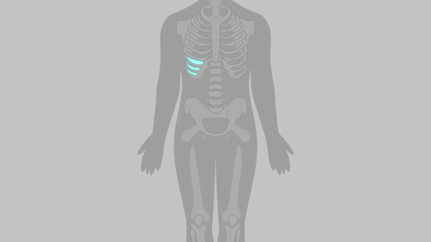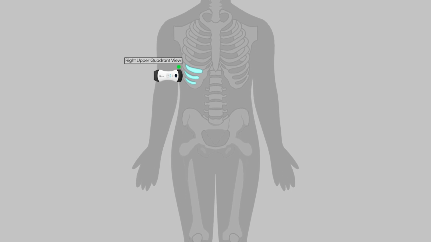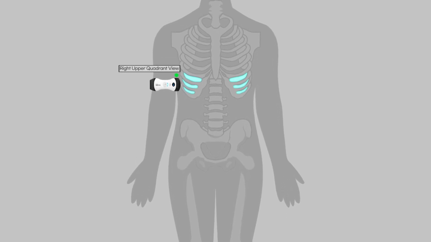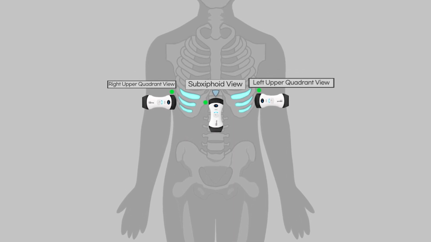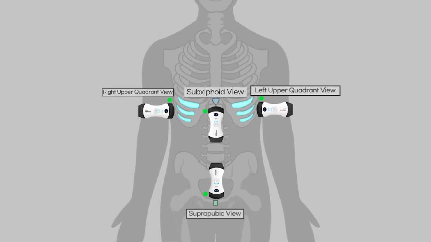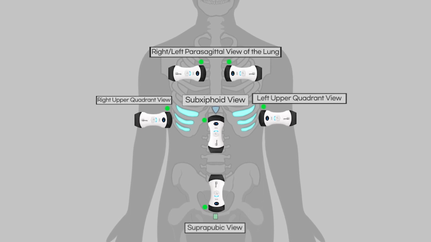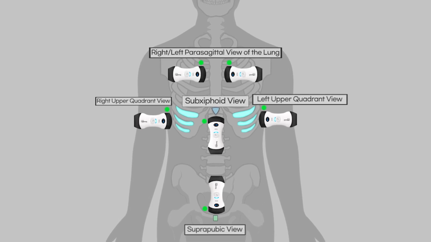Traditionally, the FAST exam involves RUQ, LUQ, pelvic, and cardiac views. The extended FAST adds a chest exam to detect trauma-related hemothorax or pneumothorax. Consequently, trauma centers commonly utilize eFAST, including lung scans for a comprehensive evaluation.